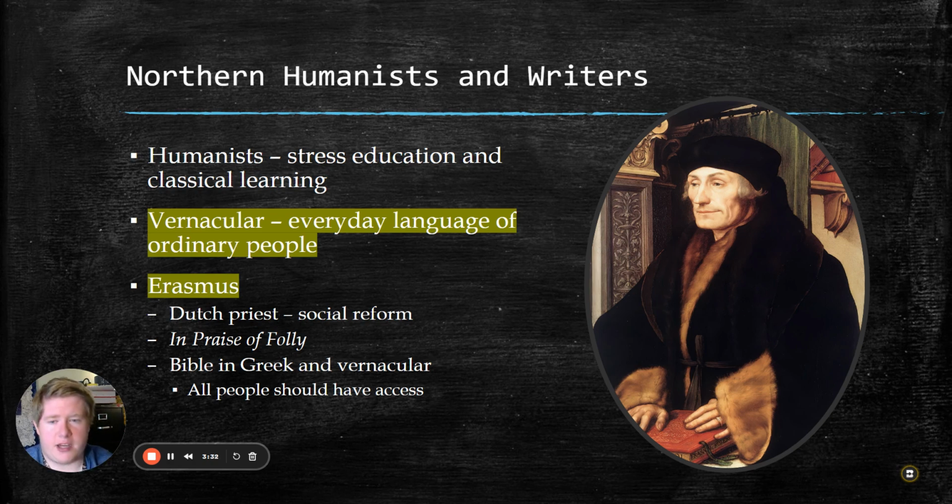Desiderius Erasmus, this gentleman here, a Dutch priest who called for social reform, wrote a book called In Praise of Folly in Dutch. He also translated the Bible into Greek and into the Dutch vernacular. He believed that all people should have access to the Bible. Prior to this, your only connection to the Bible was going to church on Sunday and listening to the priest read it to you in Latin, and you hoped you understood it, because really you didn't understand the language. Now it was in a language that you did understand. You knew Dutch or Greek or any of these languages, and you were able to follow along or read it for yourself.